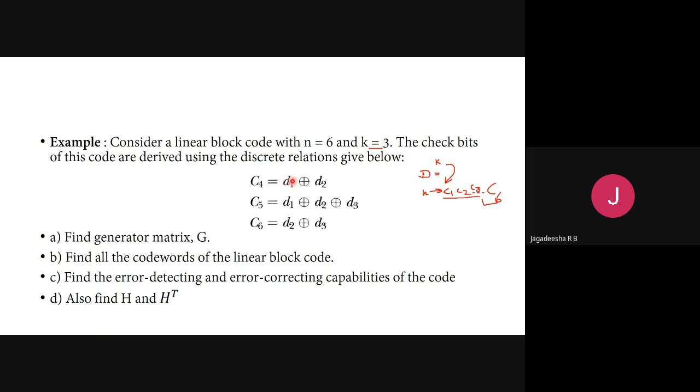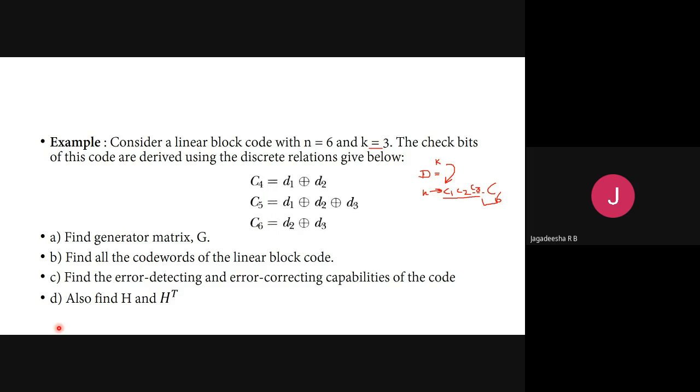So C4 is the fourth code word bit, C5 the fifth, and C6 the sixth. So how to generate C4? C4 is nothing but D1 XOR D2. There are 3 bits in the data sequence, D is equal to D1, D2, D3. Using D1 and D2, we generate C4. Adding up D1, D2, D3, you get C5. Adding D2 and D3, you get C6. In this way, you can generate the additional redundant bits of the code word.